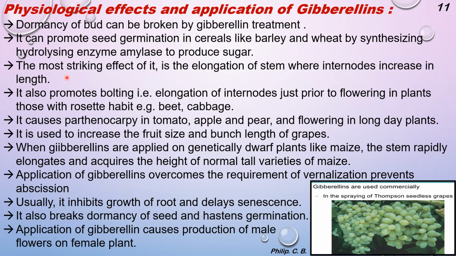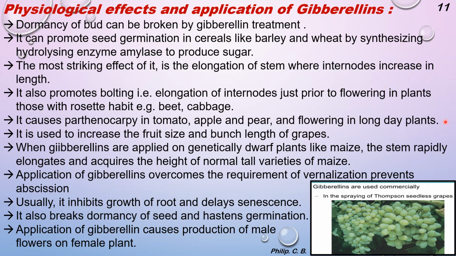Third, the most striking effect of it is the elongation of stem, where internodes increase in length. So, to increase the length of the stem, gibberellin can be used, where the internodes increase in size. It also promotes bolting, that is elongation of internode just prior to flowering in plants with rosette habit, for example beet and cabbage. It causes parthenocarpy in tomato, apple and pear, and flowering in long day plants.